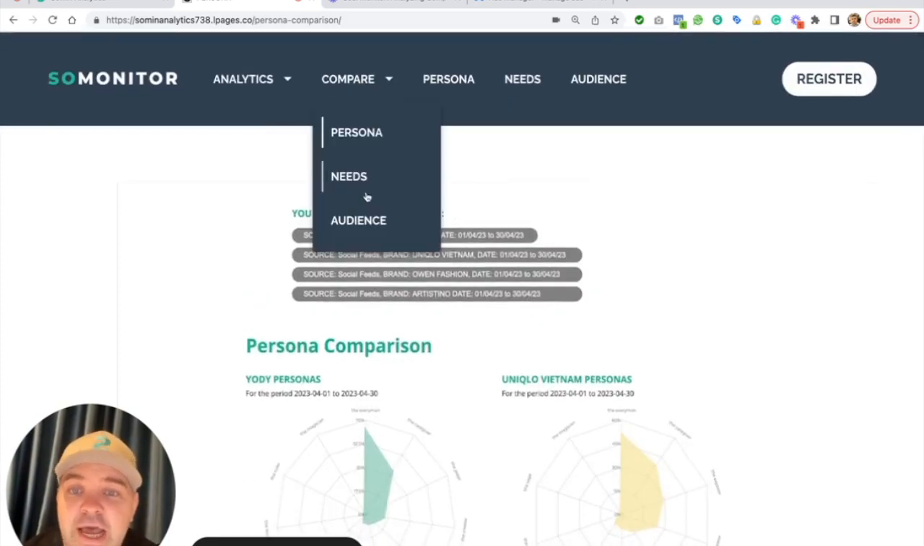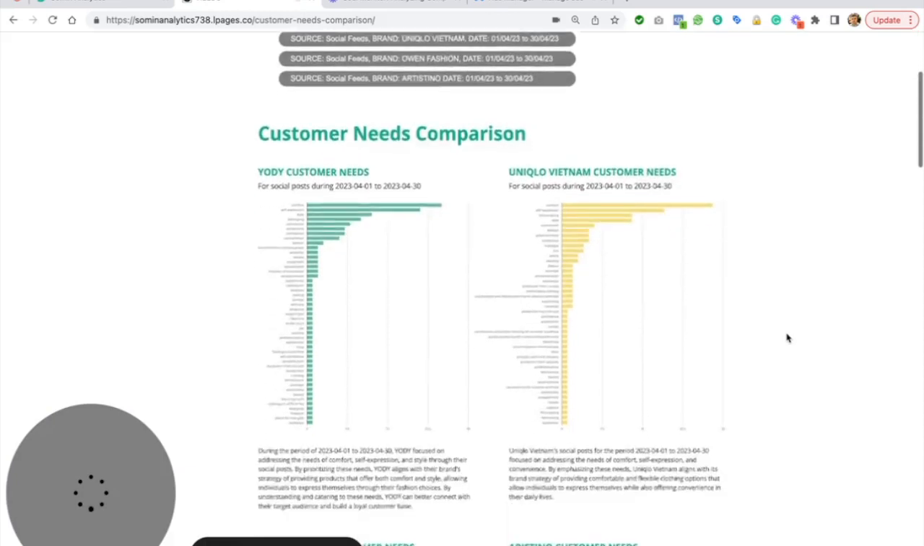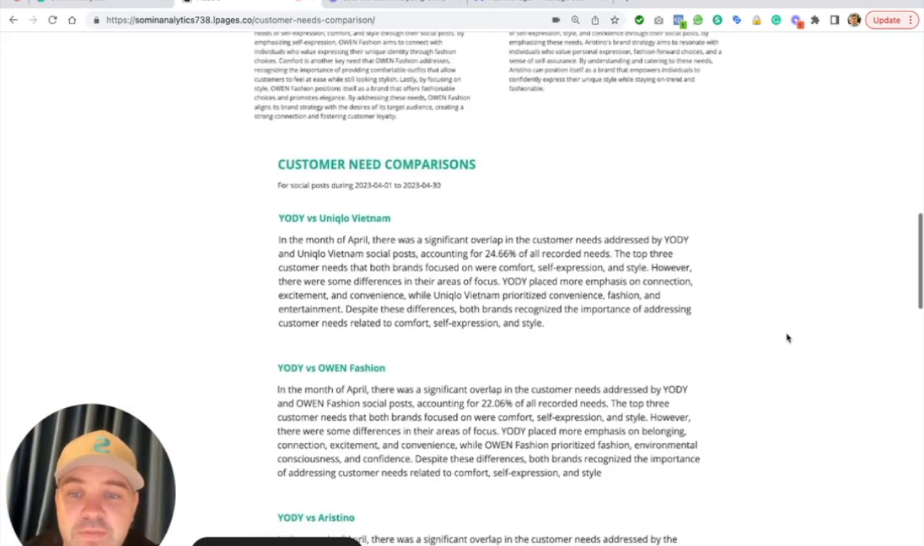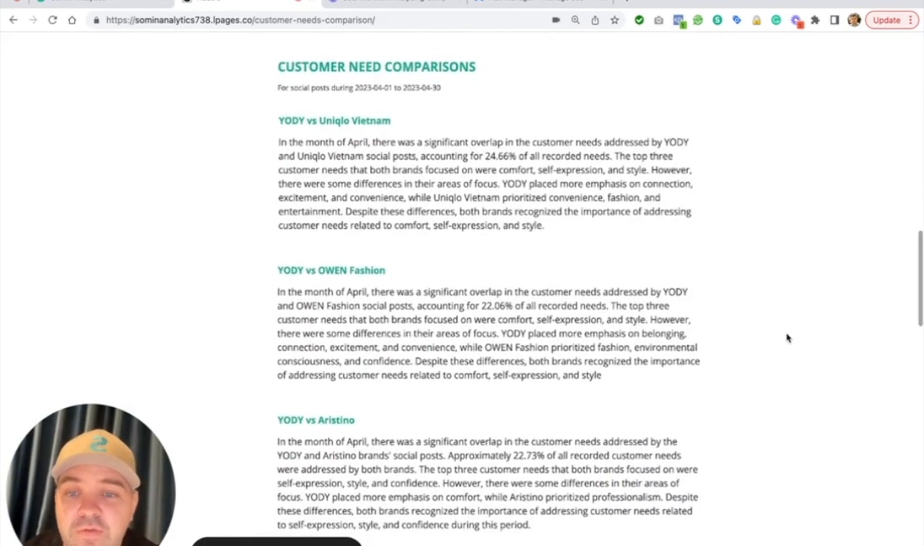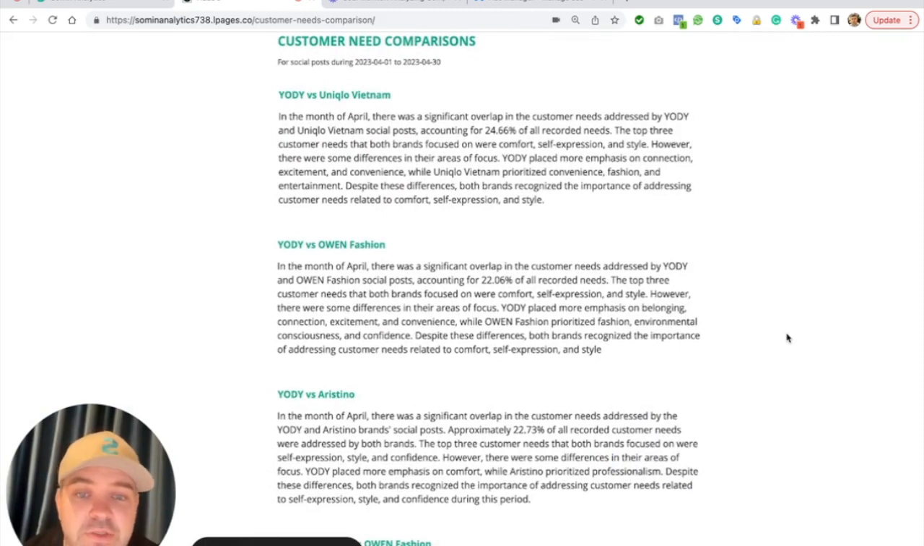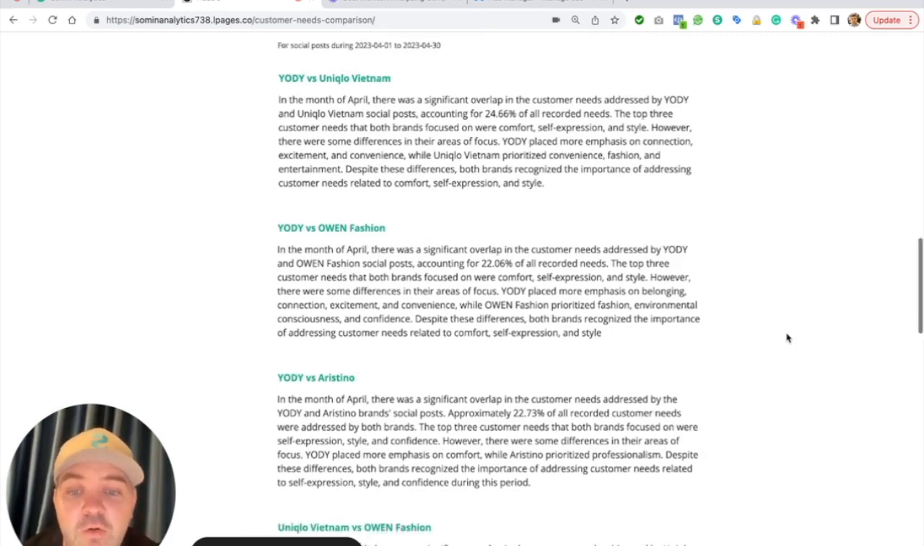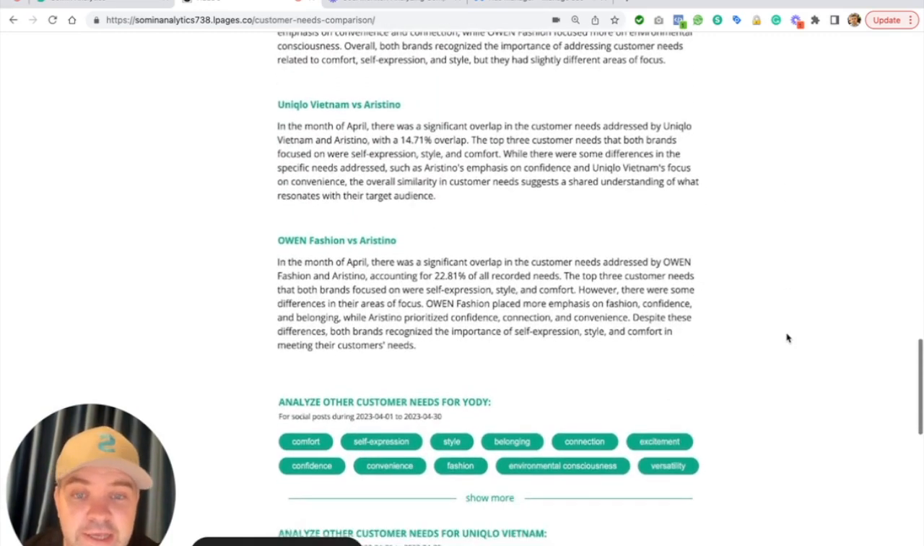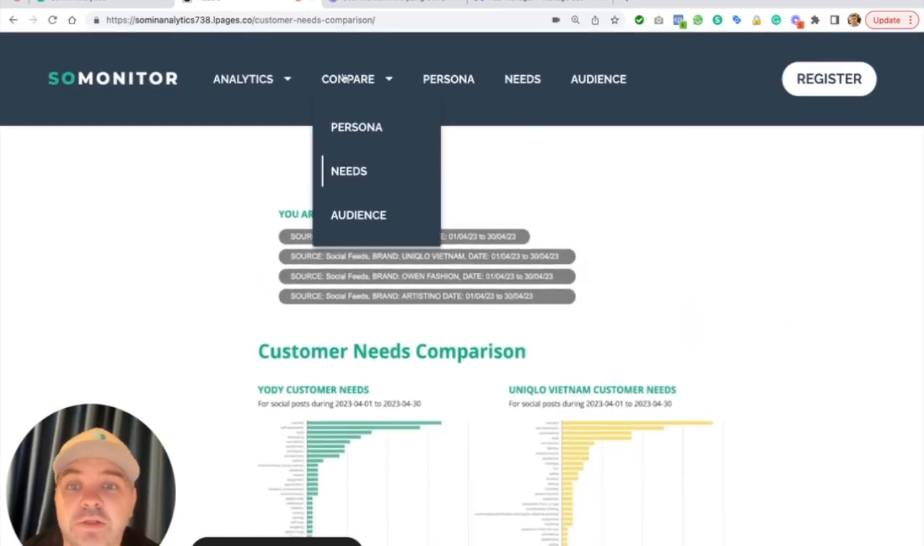You can also see that the customer needs differ between all these brands. And here we're going to compare UD with Owen Fashion. In the month of April, there was significant overlap in the customer needs addressed by UD and Owen Fashion social posts, 22%. Top 3 customer needs are focused on comfort, self expression, and style. And all these analytics you can get in just a few clicks for any time intervals you need.